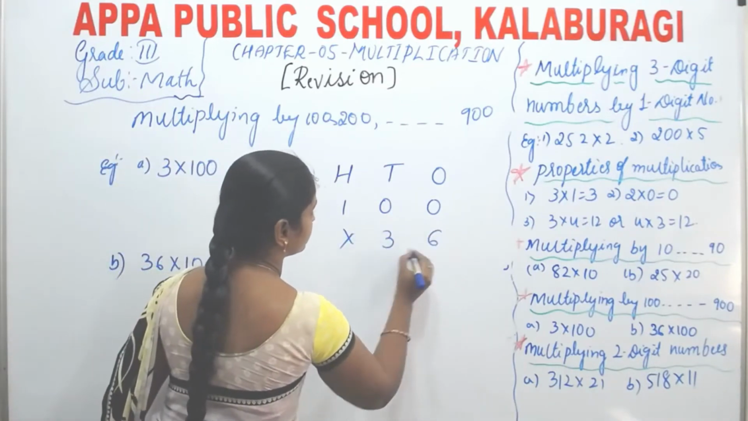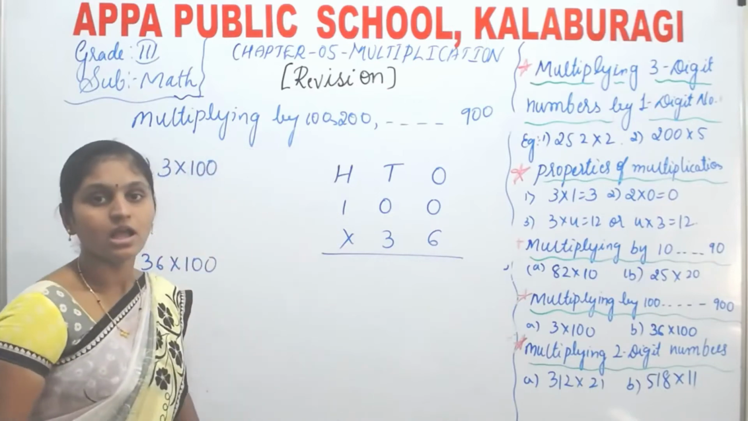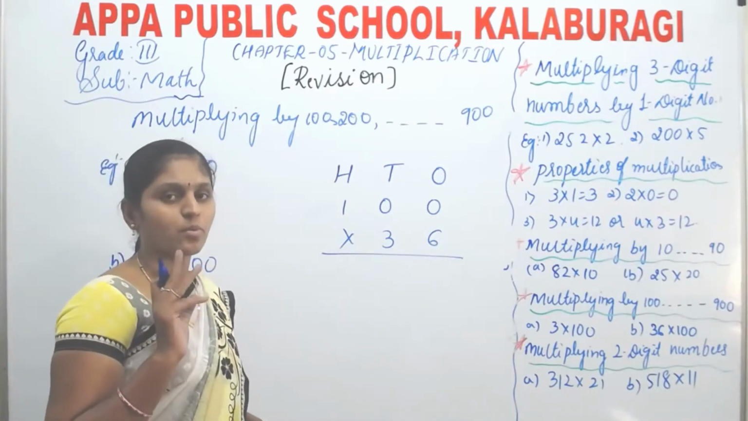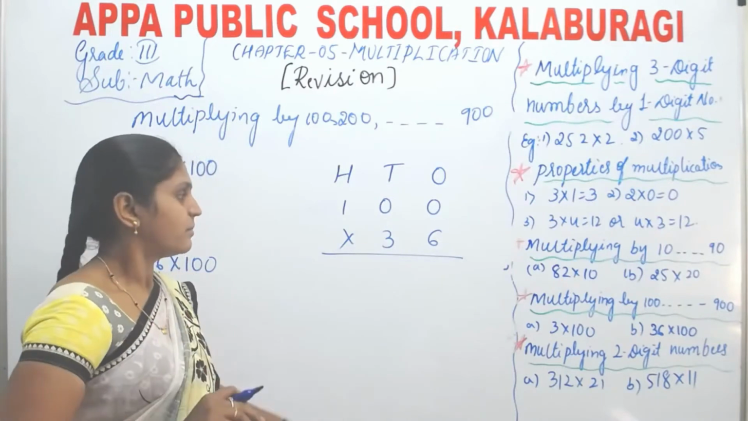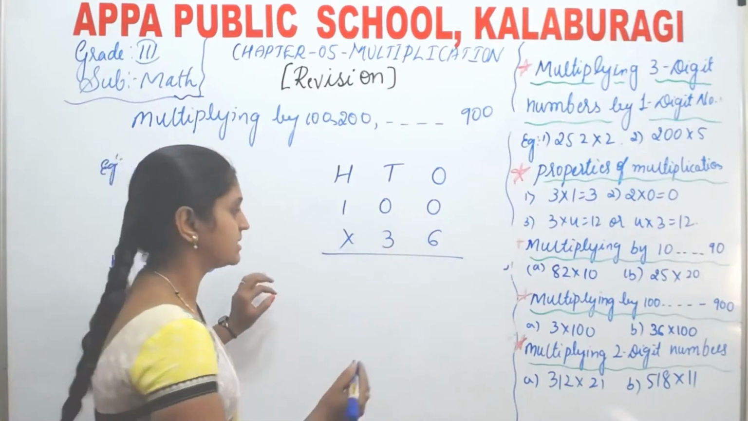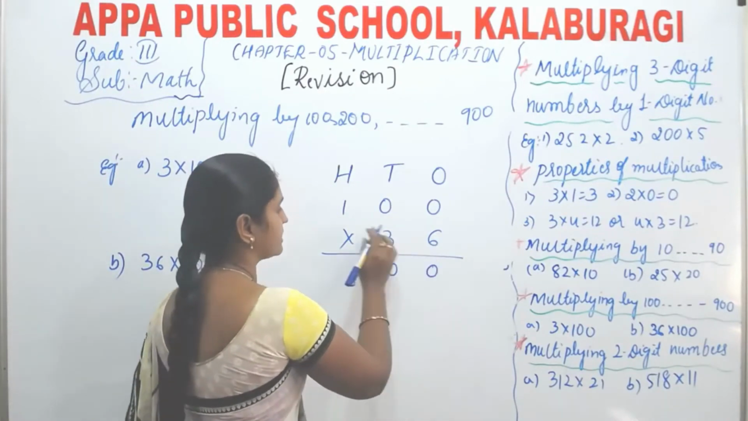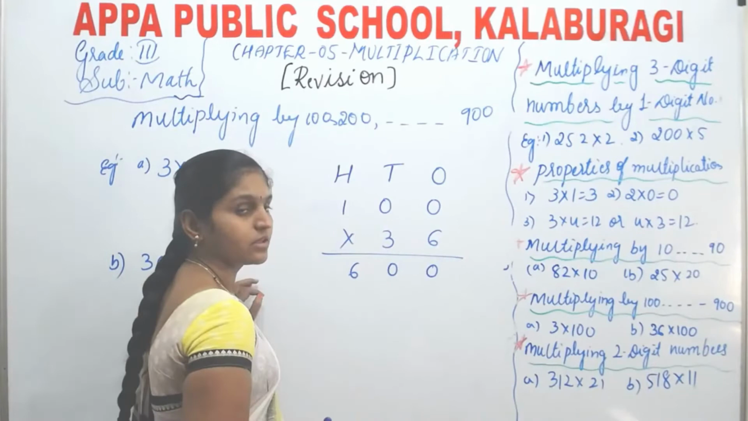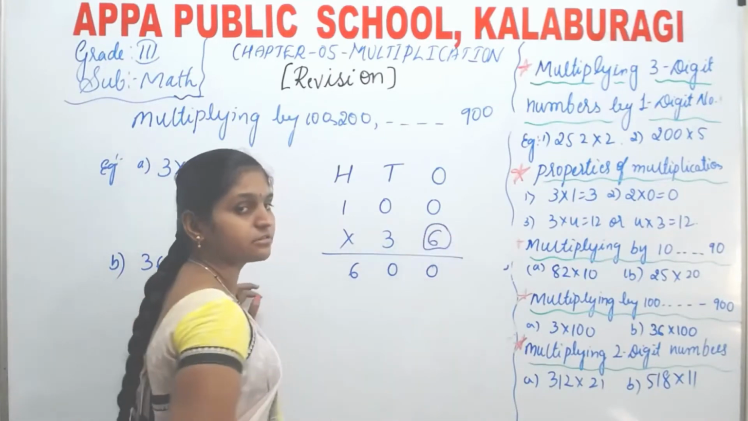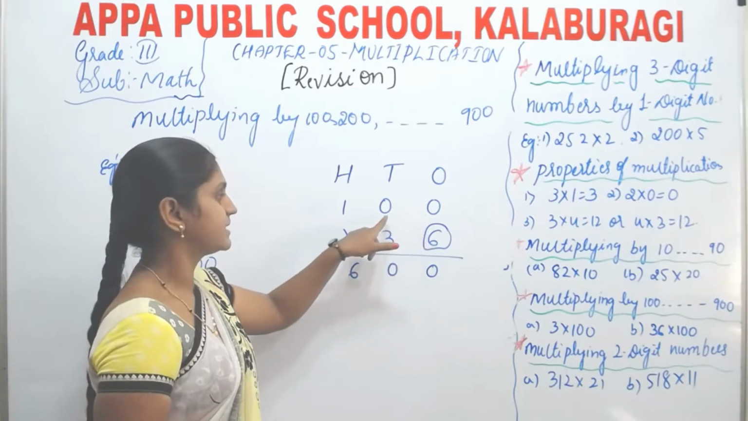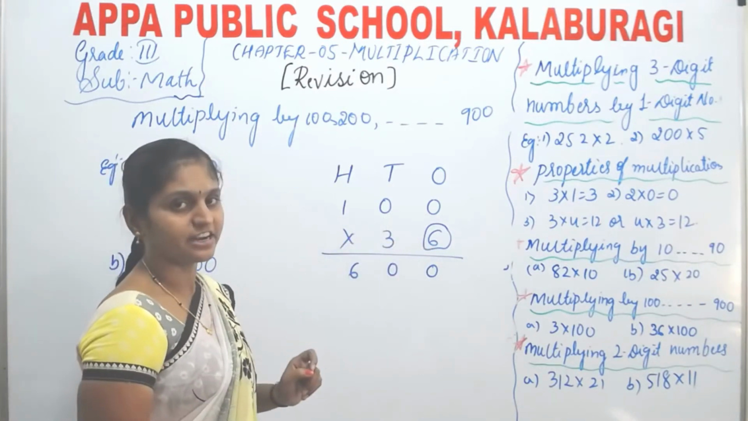36. Yes. Again, we are using properties number 1 and 2. Multiply 6 into 0 is 0. 6 into 0 is 0. 6 ones are 6. So here the ones place is over now. Yes, we have multiplied the ones place with the ones place, tens place and hundreds place.